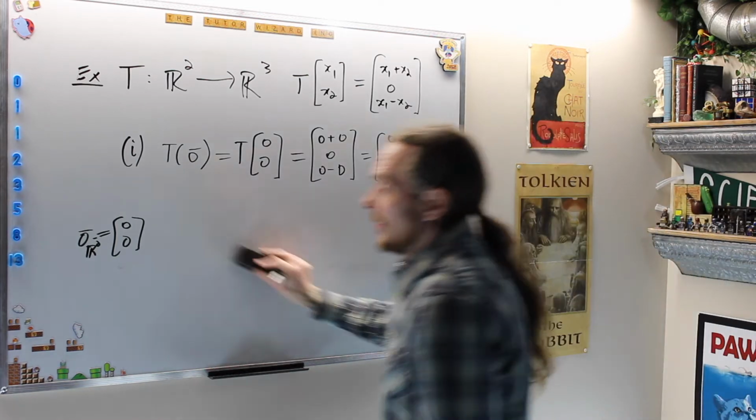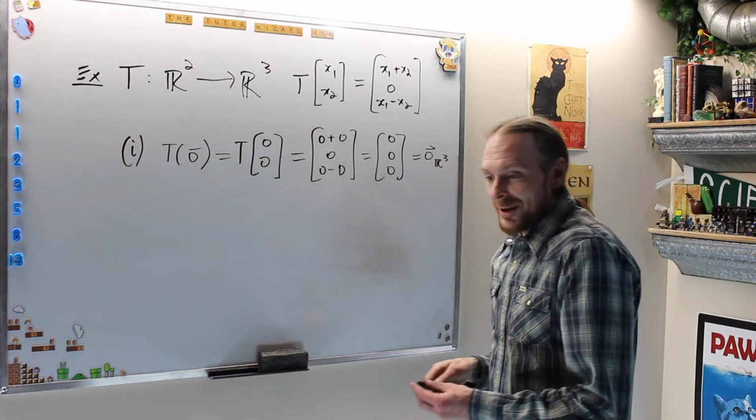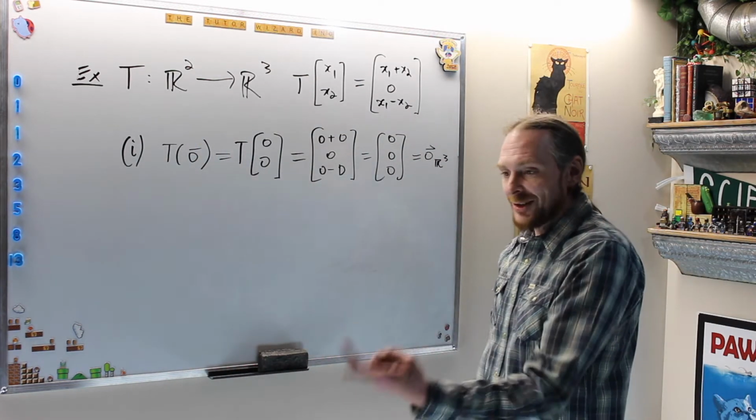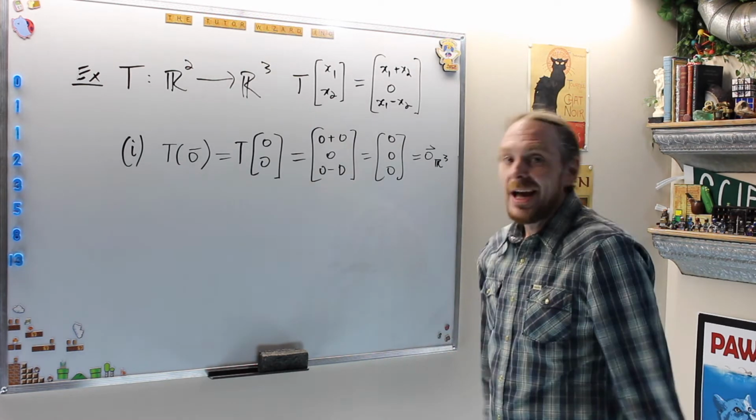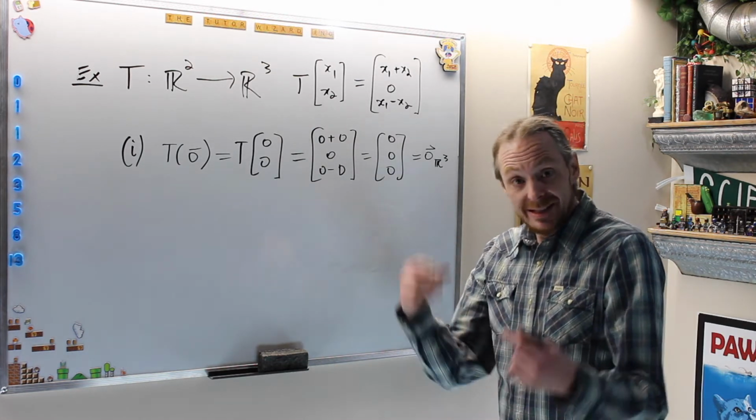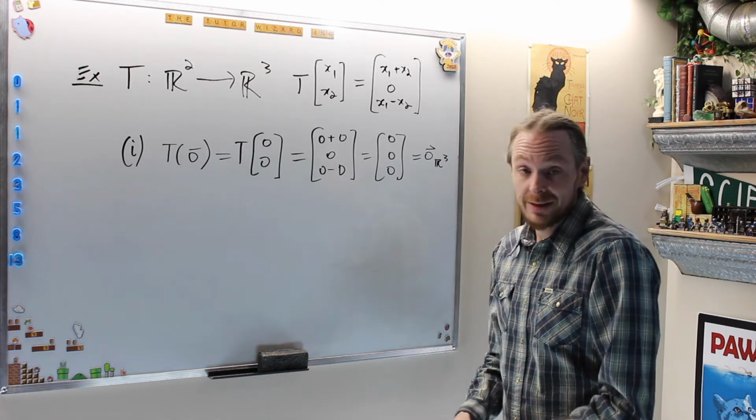Check. The next axiom, every time we do this, just like subspaces, I need two vectors in there. We're going to add two of them, and we're going to scalar multiply one and see if we can spit them out and split the sum with the linear transformation.